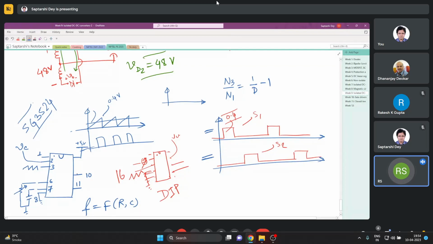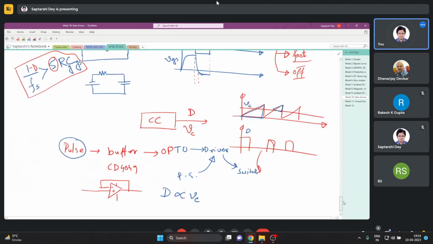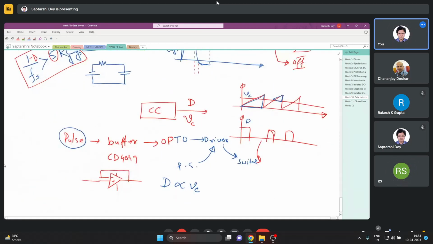For varying this VC also, some parts can be used, sir. This VC comes from your control circuit, or maybe you can vary it manually using a pot. The control circuit works by sensing the output voltage and then implementing whatever control strategy you want to do.